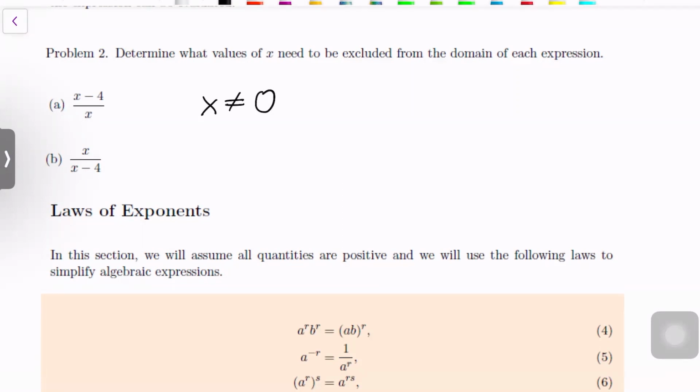How about part b? What x cannot be equal there? 4, right? Because again, you only look at the bottom. What number, if I were to plug in for x, would end up dividing by 0? So if x was to be 4, 4 minus 4 is 0, right? And that's not allowed. So x has to be different than 4.